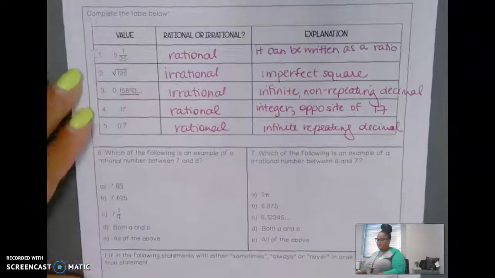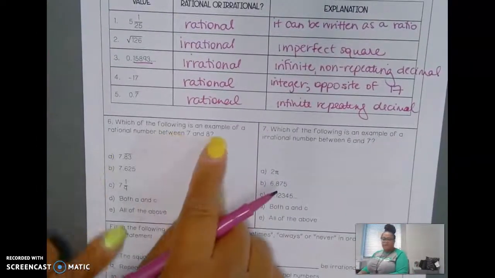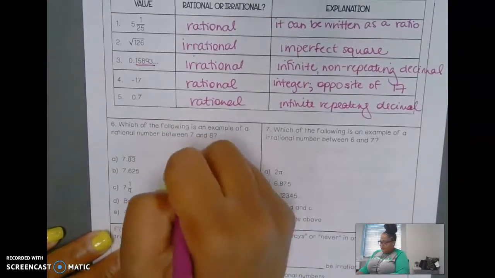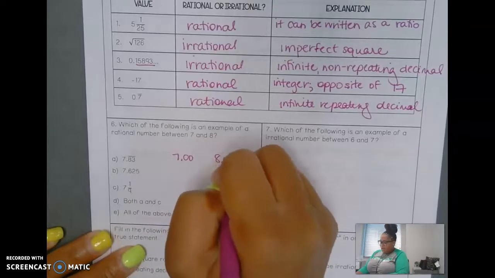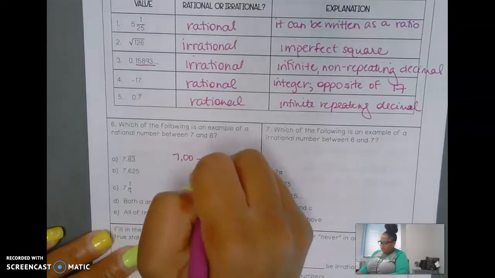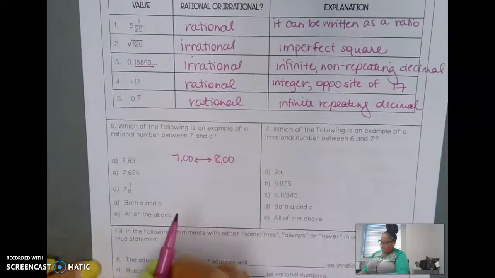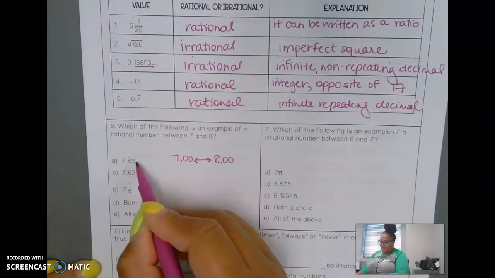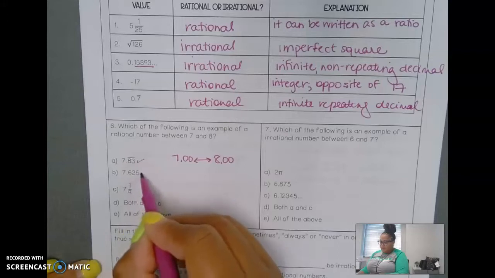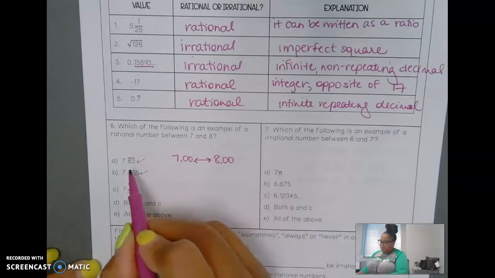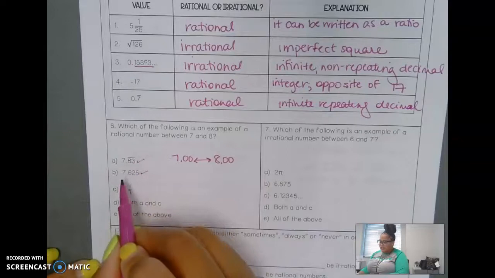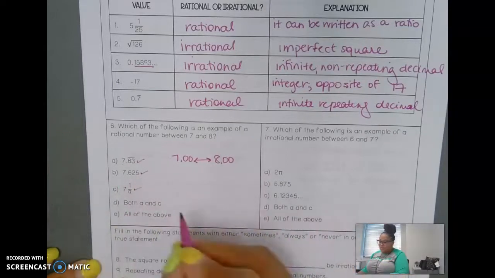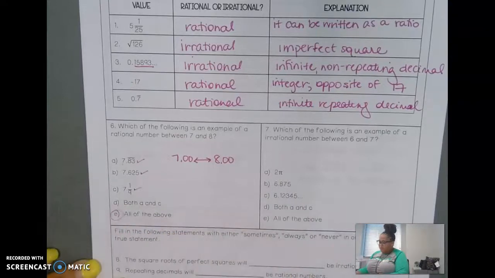All right, which of the following is an example of a rational number between 7 and 8? So between 7 and 8. Is this between 7 and 8? Yes, this is more than 7 and less than 8. Gotta be specific. This is more than 7 and less than 8. So we would say all of the above.